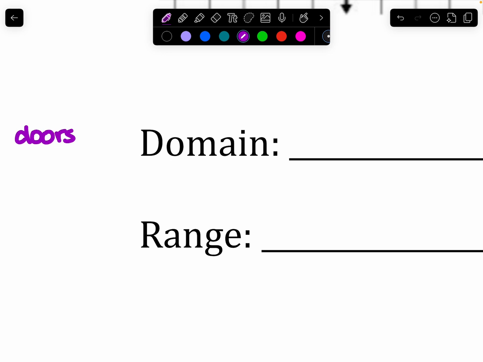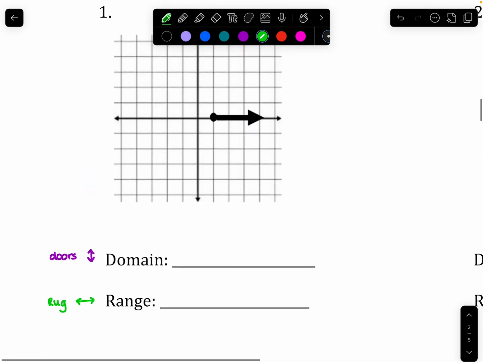Domain are going to be the doors of your room. Okay, when you look at a door, it is a vertical line. So our domain values are going to go this direction. Okay, they're not going up and down. Well, they are going vertical. They're vertical values, okay? Your range, I don't want to say floor and ceiling because it's not an R, so what I tell my kids is the rug. The rug goes on the floor, okay? So your ceiling and your floor are going to be horizontal values, okay?